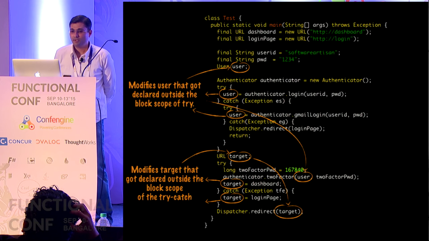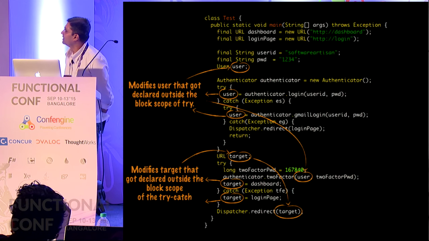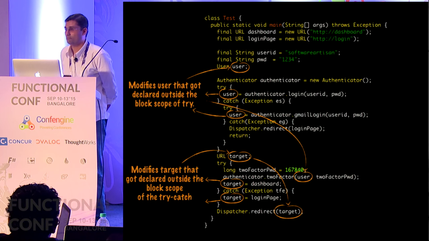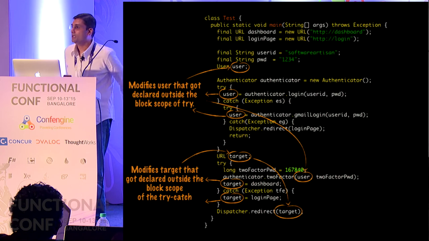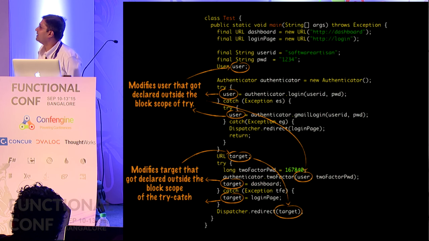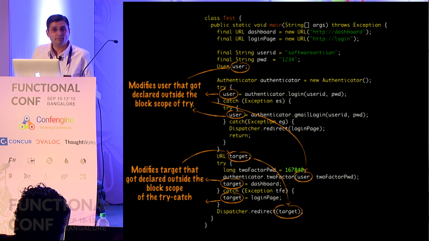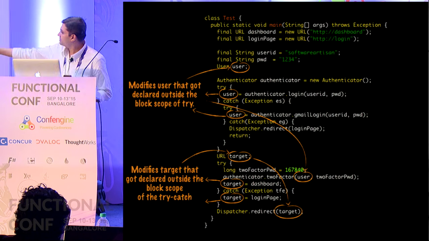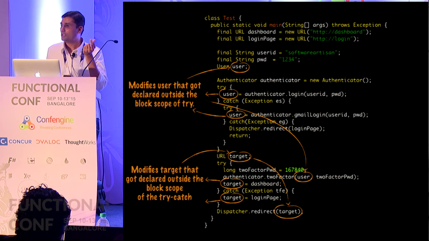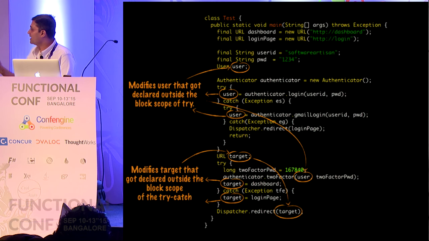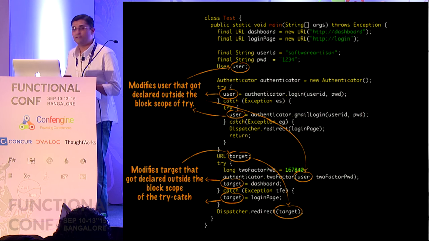I've copy-pasted the code here in the slide. If you look at this code closely, inside the first try block I have to declare the user variable outside, because it's outside the try-catch block. Then if we get the user back from system login, we assign it there. If it fails, we assign it using the Gmail login. The interesting part is this user gets transferred to the two-factor authentication right after initialization. The target URL gets assigned in one of the success try blocks, and in case of failure it gets assigned to the login page. Then in the last step, the redirection happens.